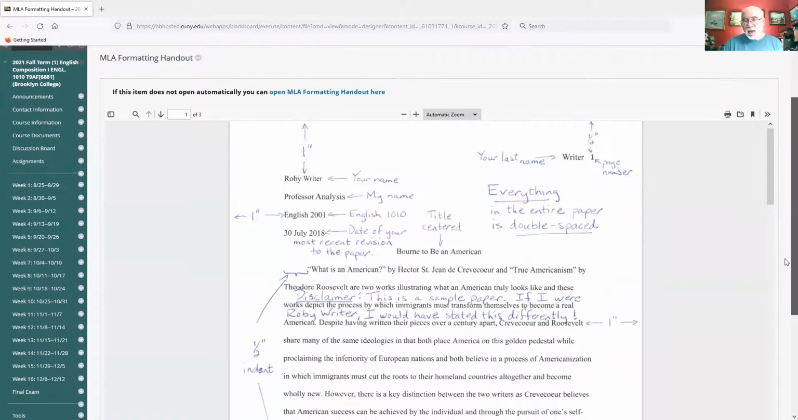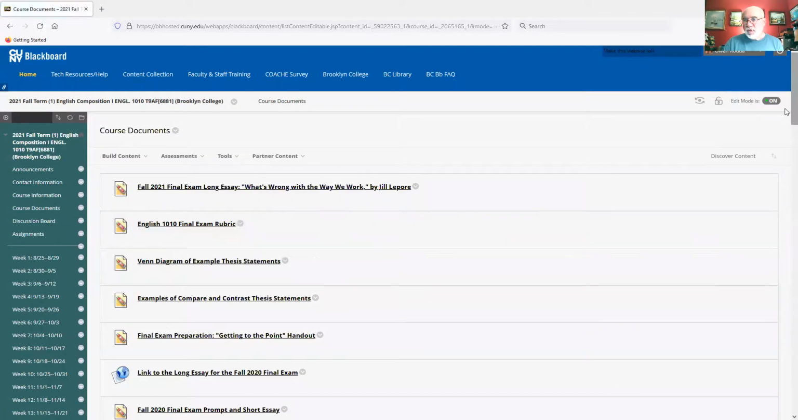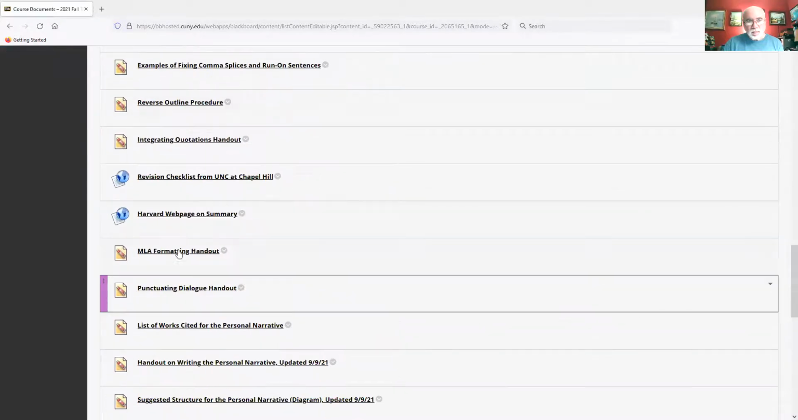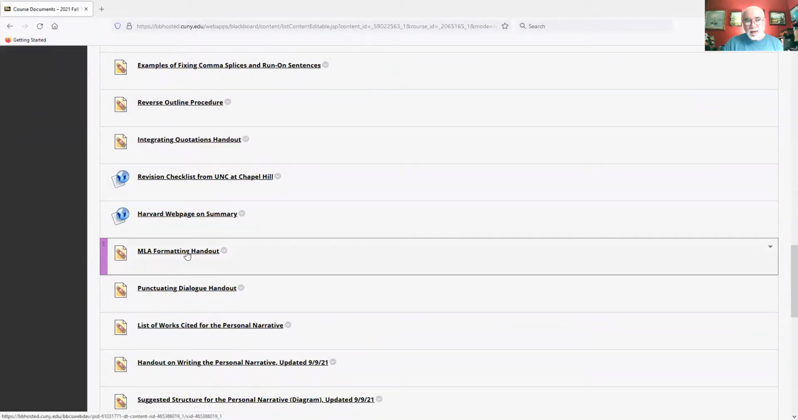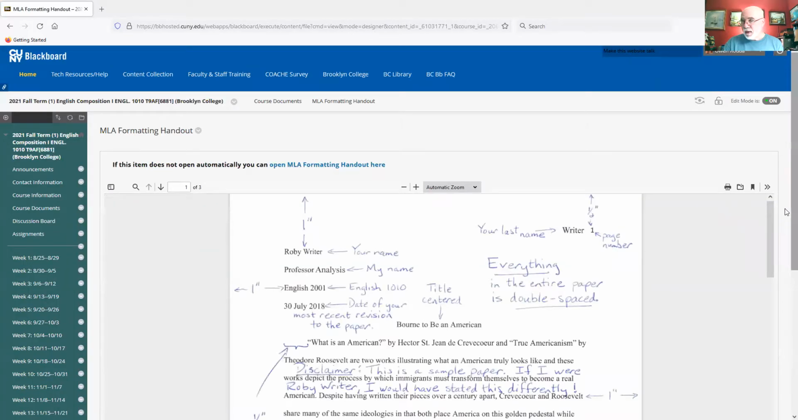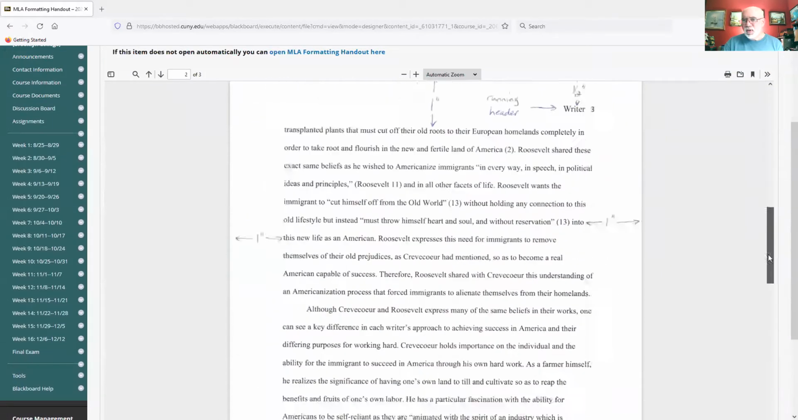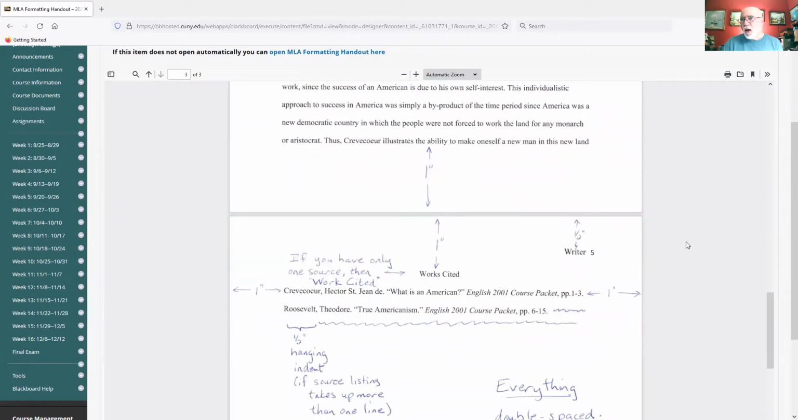And here we go. You should know where this is: course documents and the MLA formatting handout, right here, which tells you everything, all right? Now about the spacing, indentation, all that stuff. On your final exam, you want to have works cited centered. You're going to have 2 citations, the one here and the one on the short essay.